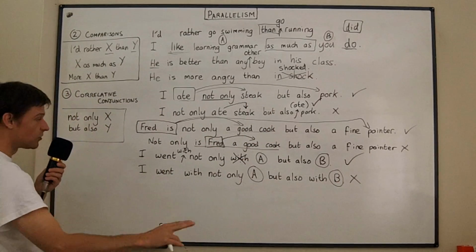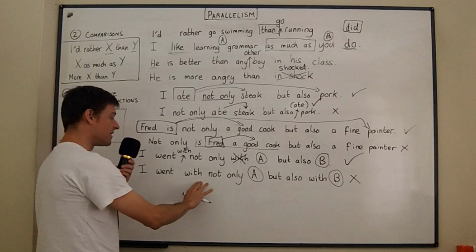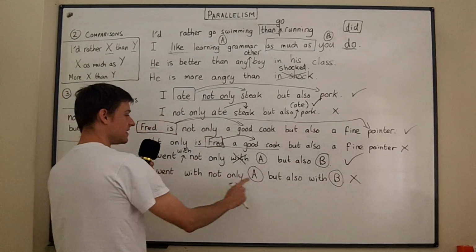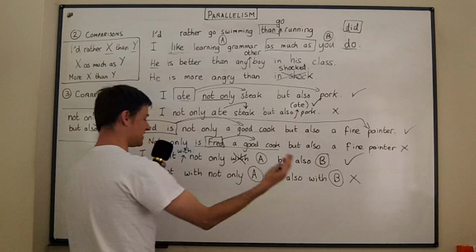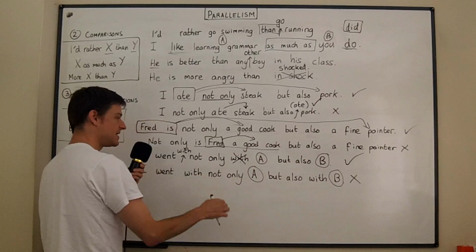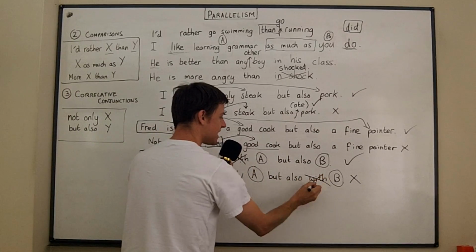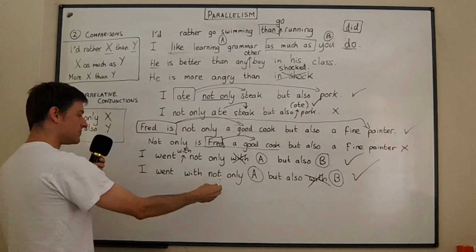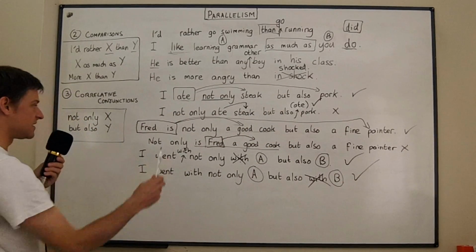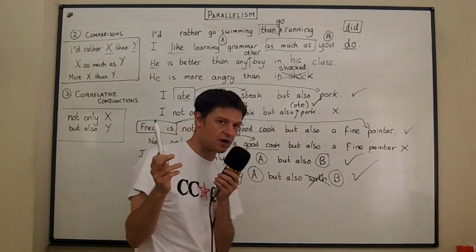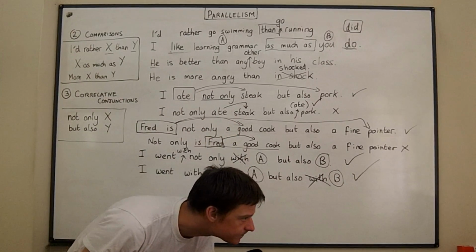Look at the next one, which is also wrong. I went with not only A but also with B. So we've got two withs, but we don't need two withs in this one because the with is in the right place to modify A and B here. So if we just get rid of that one, we make this one correct. I went with not only A but also B. You can see that it's the same then as the top one. So you must change those kinds of sentences.